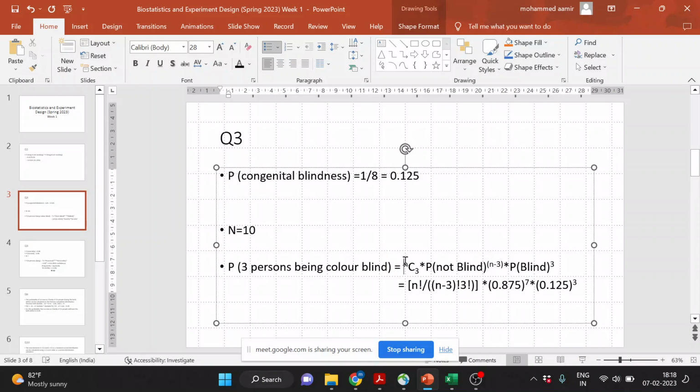And note that when you're doing these things, the assumption is that the probability of being blind of one person is independent of the other person. That is, one person being blind does not affect the probability of the other person being blind. So that is a very basic assumption in Bernoulli's formula. That is, every trial is independent of the other trial. Otherwise you cannot apply this formula.